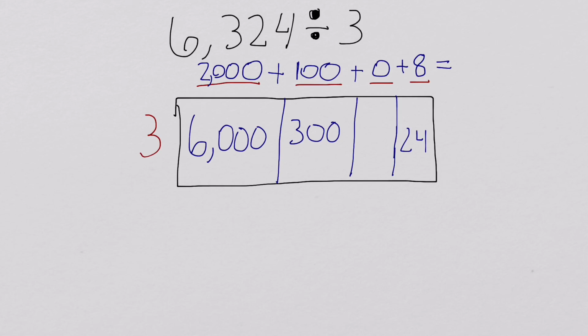So if we combine all these together, we get 2,108. That 0 helped us figure out we're not going to have anything in the tens place. So we get 2,108, and if we multiply it by 3, we should get our original dividend. So let's try it. 3 times 8 is 24. Carry the 2. 3 times 0 is 0, plus 2 is 2. 3 times 1 is 3, and 3 times 2 is 6. 6,324. They match, so we've done it correctly.